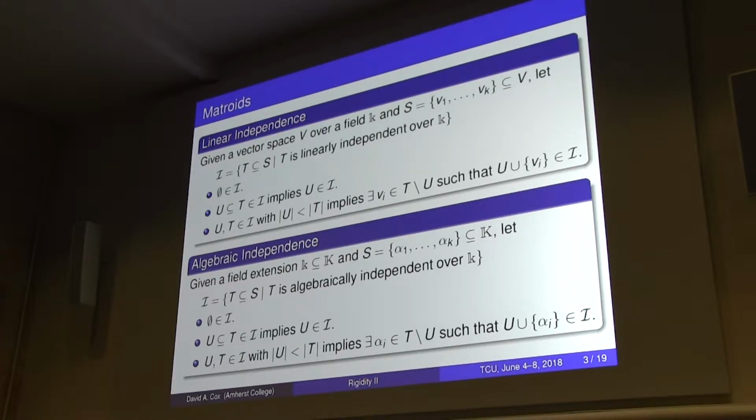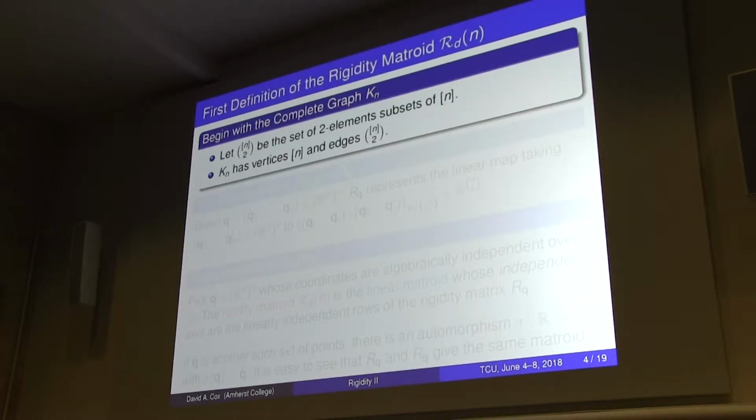So what we're looking at are two matroids. And this is an example of what we call a linear matroid, and these are the independent sets. And this is what we call an algebraic matroid, and those are the independent sets. And in general, a matroid just says you have a finite set and a distinguished collection of subsets that you call the independent sets, and they satisfy these three axioms. So basically, a matroid is anything that makes these situations hold. And so let's talk about the rigidity matroid.